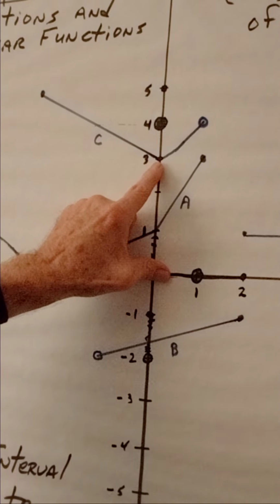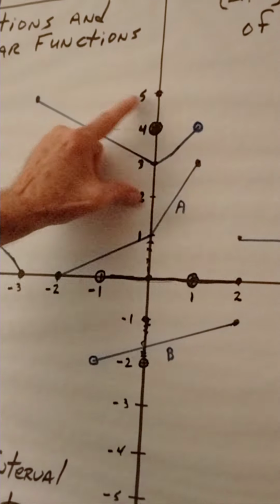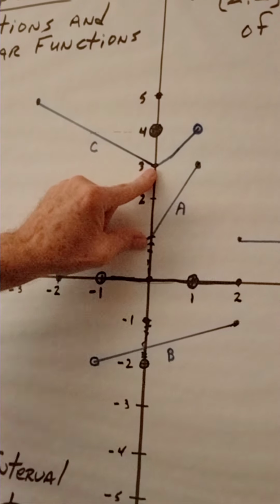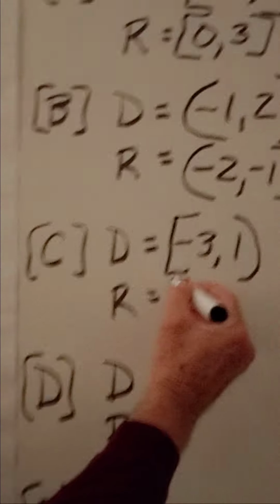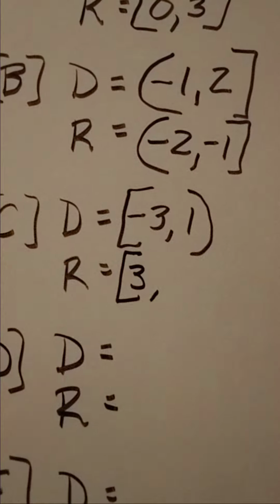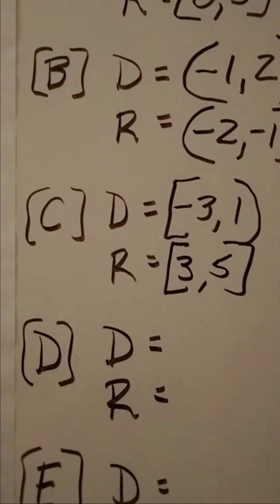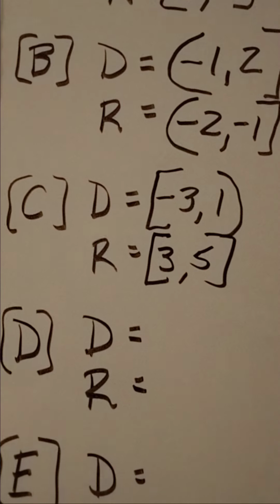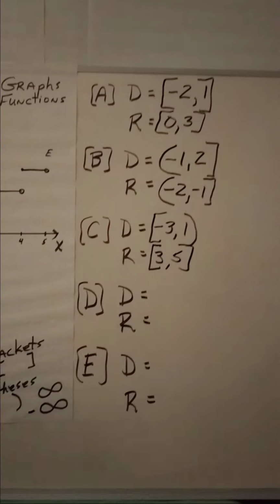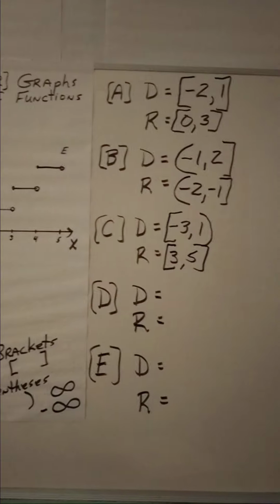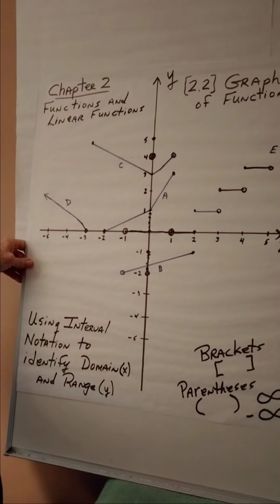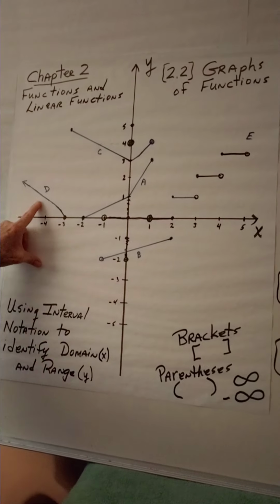Now there's our smallest range, and it counts. There's our largest range, and it counts. Smallest, a bracket, 3. Highest, 5. And it counts. There's our range. I hope you're seeing this, folks. I think if I was listening to this, I would be getting it. I really do. Let's go to D.